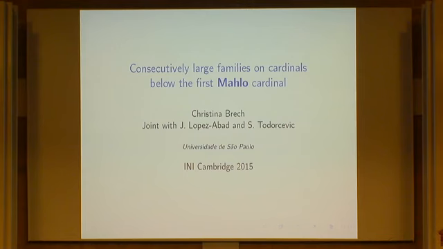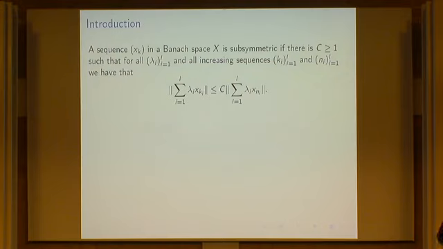For the first inaccessible, and we got it for the first Mahlo. So this is joint work with Jordi and Stevo. And before going to what a consecutively large family is, I will give some motivation for the problem.